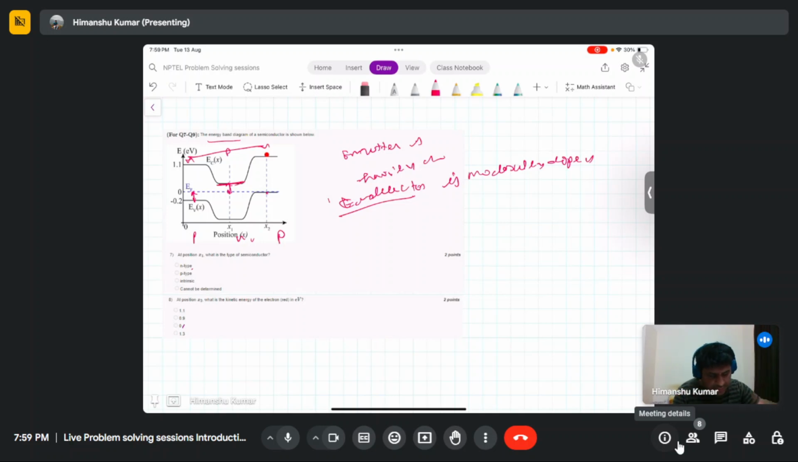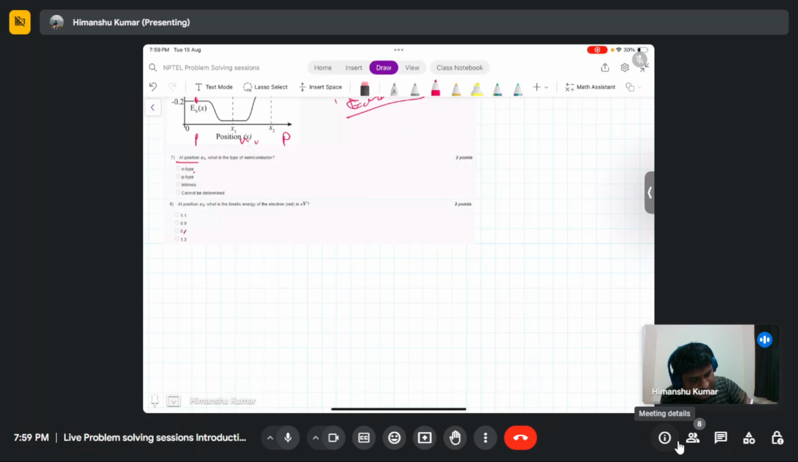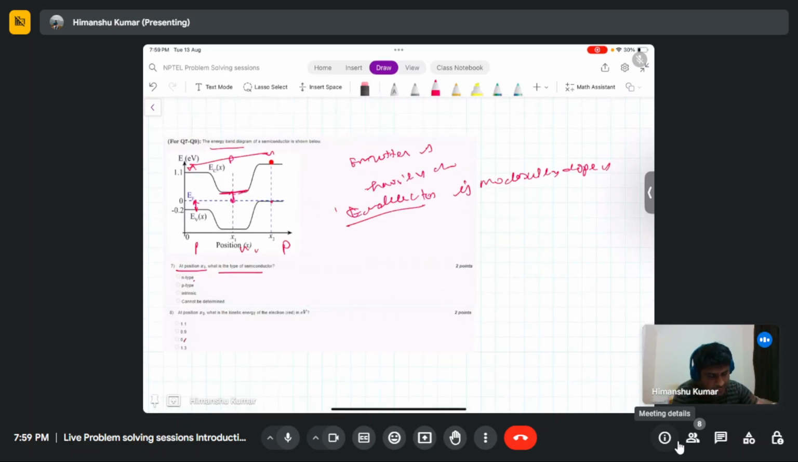So let's answer a few questions based on this. At this position x1, what is the type of semiconductor? The x1 is given as this. Basically you can see at this cut line the Fermi level lies closer to the conduction band. So it is n type.